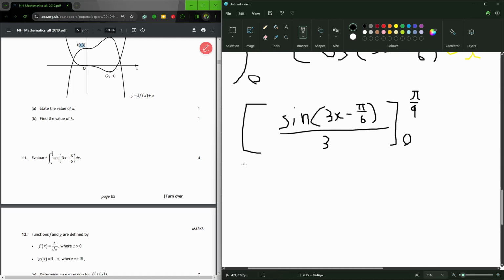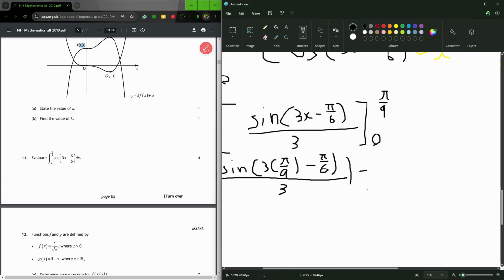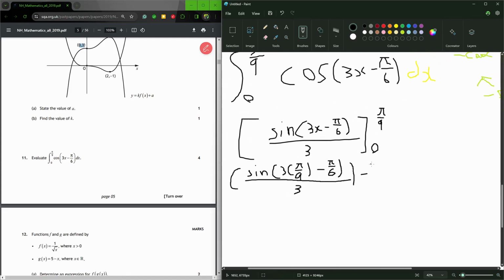So let's substitute in our limits. So that's sine, and that'll be 3 times pi over 9, take away pi over 6. And now divide the whole thing by 3. There we go. So that's that limit done. And then we just do the same thing. We'll slot in 0 instead. Cool, cool. So another beautiful bracket.